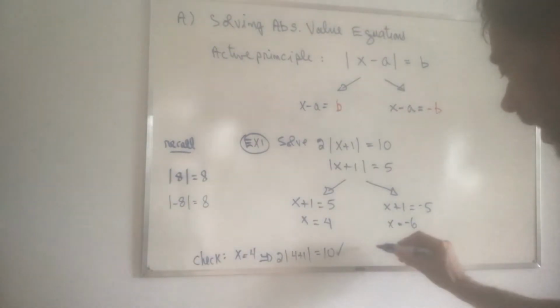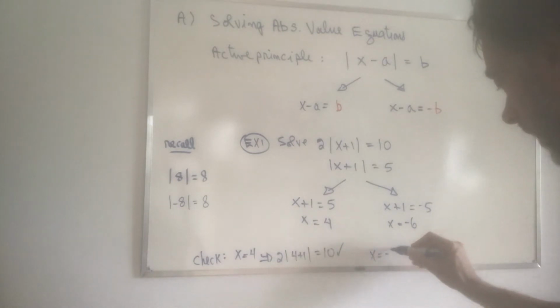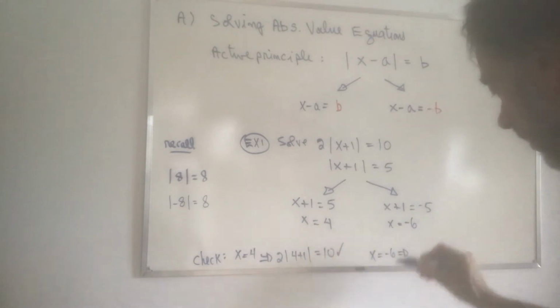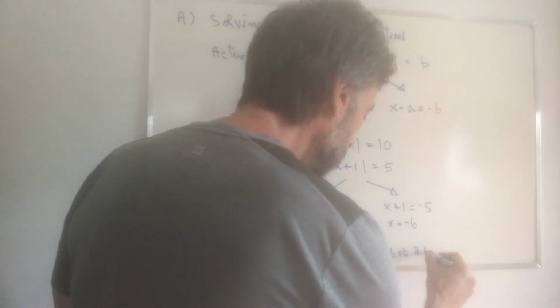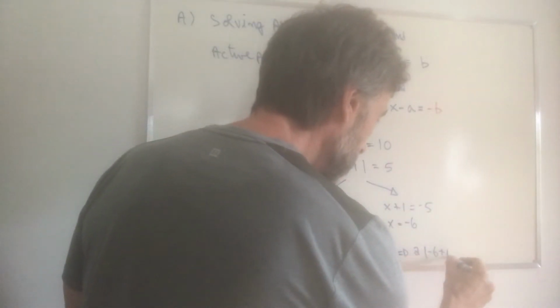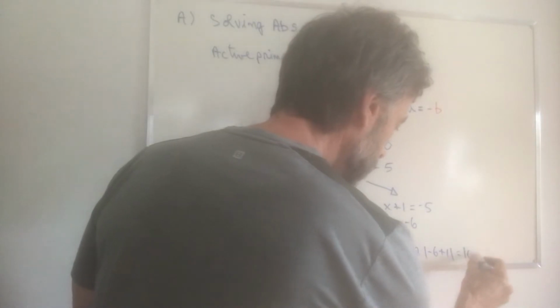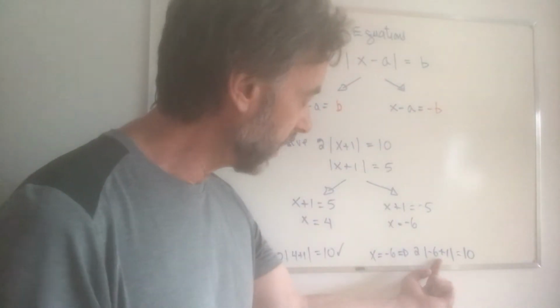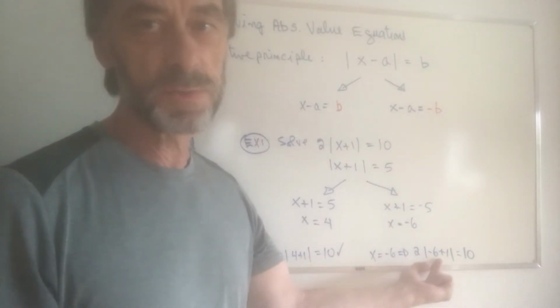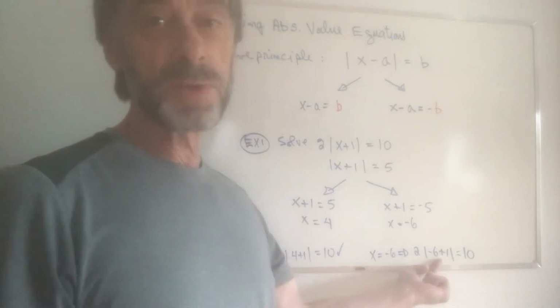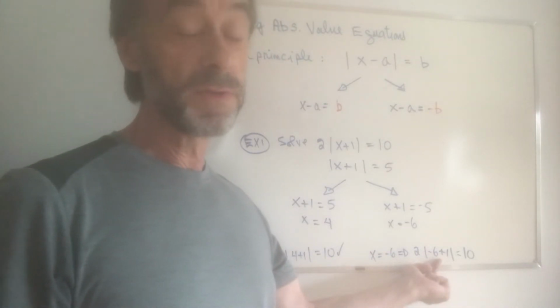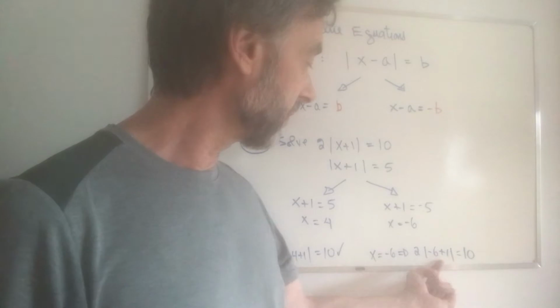Check. Why don't we take a quick look at x is equal to minus 6? What happens if I plug that back into here? Well, that's 2 times the absolute value of minus 6 plus 1. Is that equal to 10? What's minus 6 plus 1? That's minus 5. What's the absolute value of minus 5? It is 5. 2 times 5 is 10.